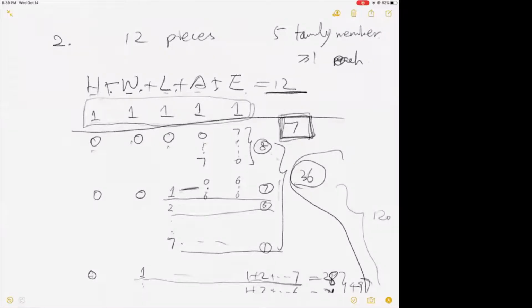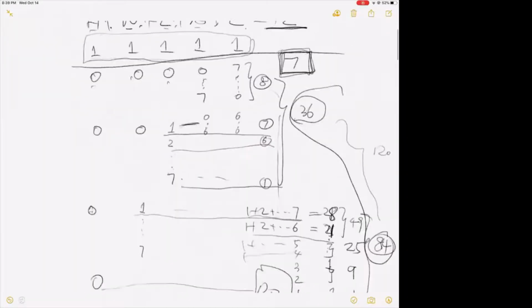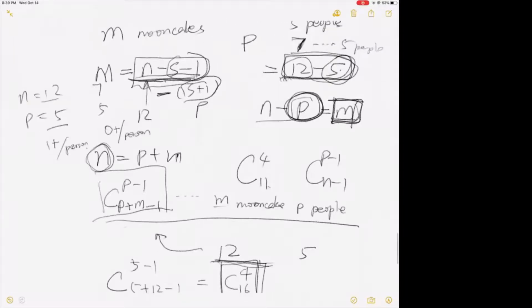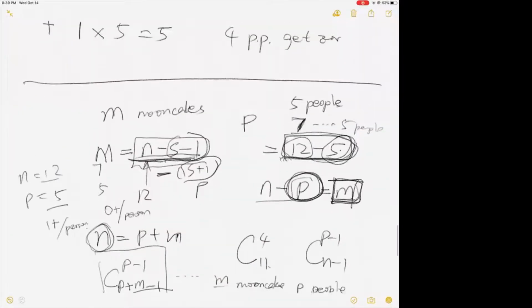And then we did a calculation like this. So that's where 12 minus 5 comes from. N will be the 12, and 5 will be the 5 people. N is the number of mooncakes when you allocate to people so that each one will have at least one. When we subtract the number of people, we have M. M is the number of mooncakes that, when we allocate them out, some people may not get any of.